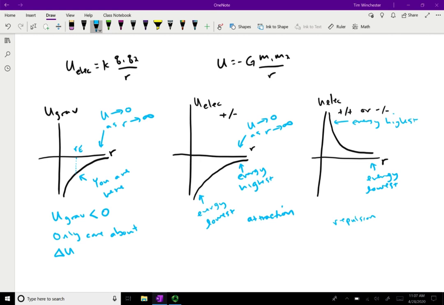Interestingly, we do still see that the energy goes to zero when they're far apart. So no matter what the charges are, we can ignore things that are very far away. So that's a nice feature of both of the cases, whether the charges are the same or different. We can only focus on things that are nearby.